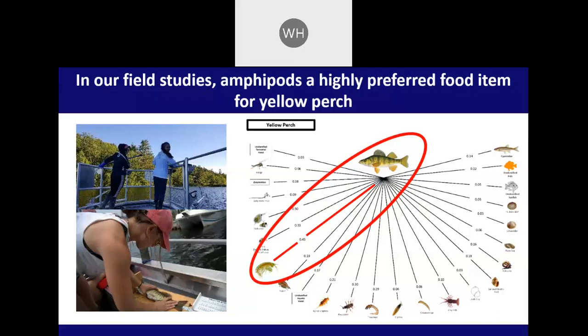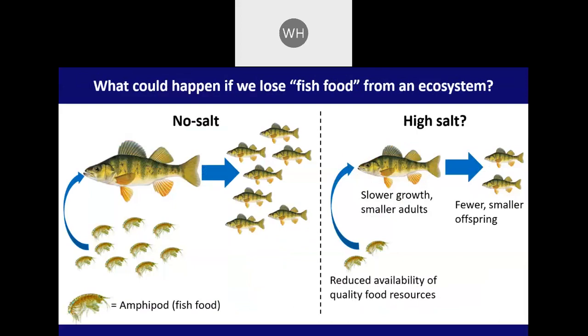I'd have to look at a little bit of data from Lake Erie to speculate more on this. But this begs the question: if we lose these invertebrates and things in the water that people don't often see or think about, what could happen to the species that we do prize, in terms of angling or, over in Canadian waters, commercial fisheries? If we have a no salt environment, yellow perch eat these amphipods. In a high salt environment, if we lose some of this fish food, so to speak, would we get slower growing, smaller adults, fewer smaller offspring, a reduction in abundance?